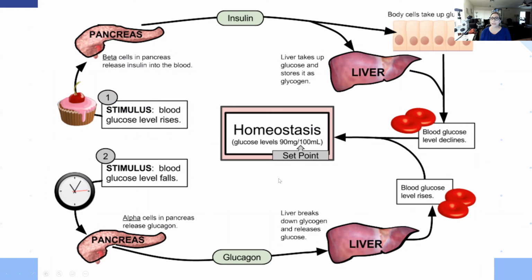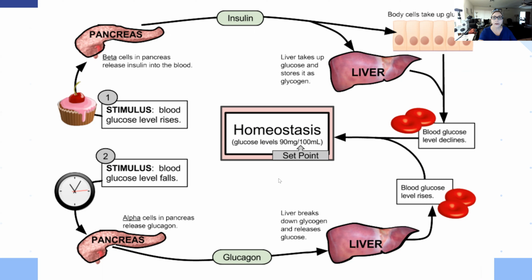So here we are looking at a process that occurs in your body to maintain homeostasis. Now remember, homeostasis is maintaining an internal set point, like your body temperature, right? If you get too hot, your body temperature rises, you sweat, that cools you down. If you're too cold and your body temperature falls, you shiver, and that brings your body temperature up. So this process I'm showing you in this slide is homeostasis as well.